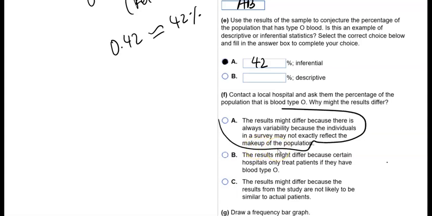And if you look at the other options, they are slightly different. For example, B says the results might differ because certain hospitals only treat patients if they have blood type O. That doesn't make sense. Part C, the results might differ because the results from the study are not likely to be similar to the actual patients. That doesn't make sense either. So the answer must be part A for F.